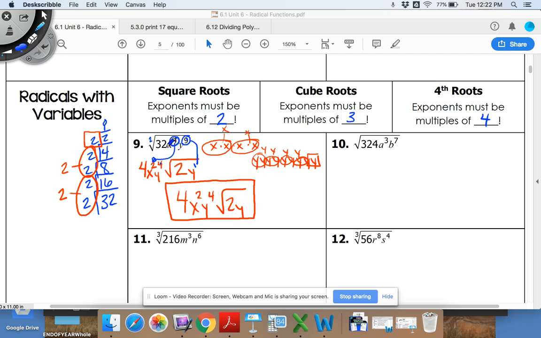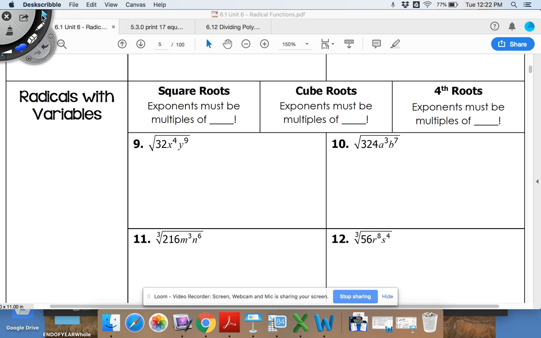So now I'm going to show you how to simplify this 32 without having to do all of the birthday caking. I might do it on the next one, so let's just wait.